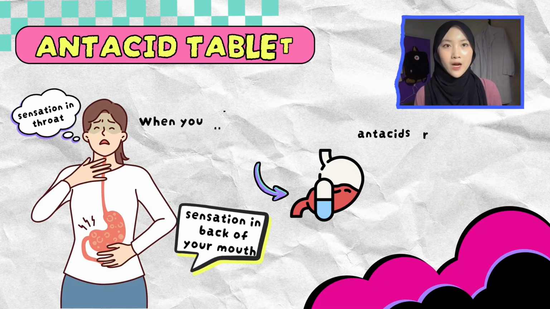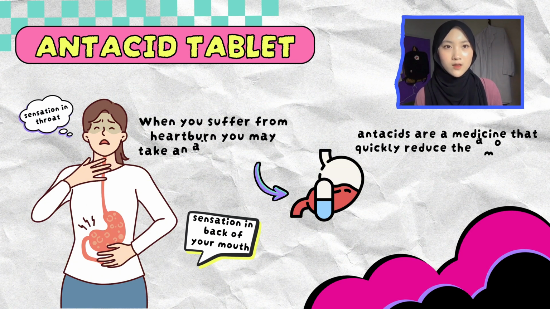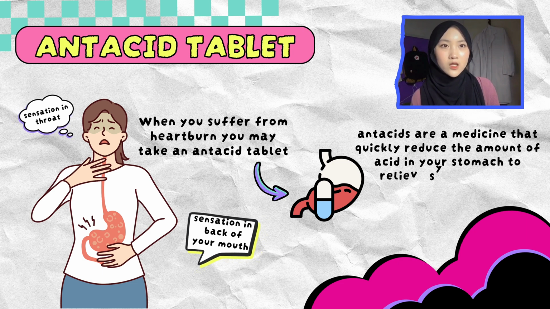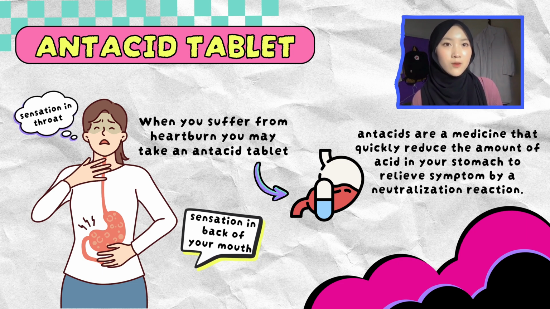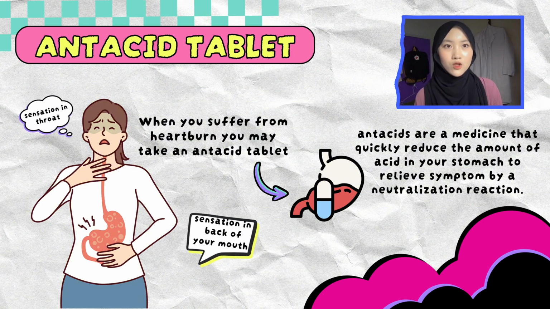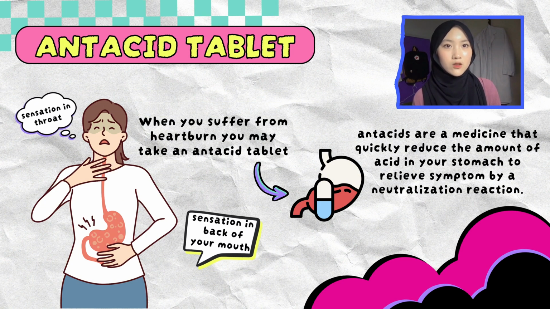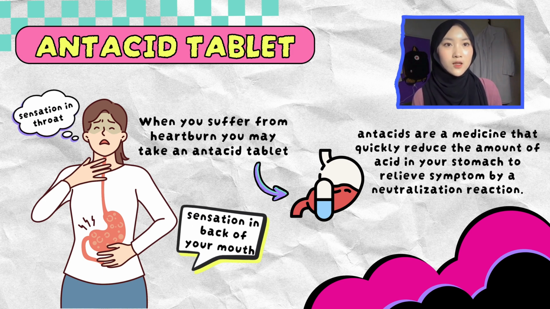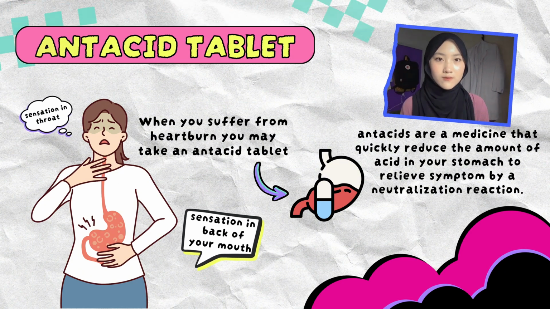When you suffer from heartburn, some of your stomach acid will eat its way up into your esophagus, causing that burning sensation in your throat and back of your mouth. This will cause you to take an antacid tablet. So, what is antacid tablet? Antacids are a medicine used to treat heartburn. It works quickly to reduce the amount of acid in your stomach to relieve symptoms. The most common mode of action that an antacid employs is to remove acid by a neutralization reaction.